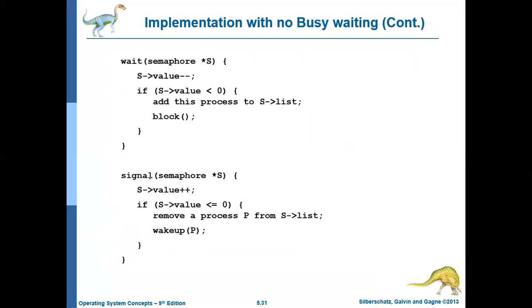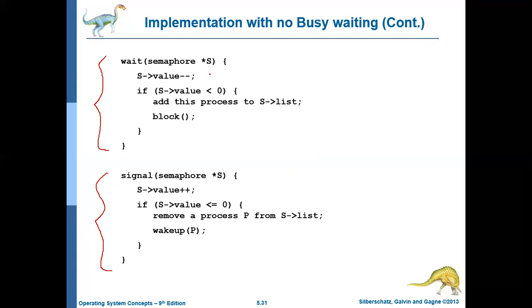So this is the code. The basic logic is the same. We are using wait and signal. Before using the shared resource, the process should execute wait, and once it has completed the critical section, it should call signal. In wait, it sends a semaphore variable, which is a pointer, and now it is not performing any busy wait. It just decrements the value of the semaphore.